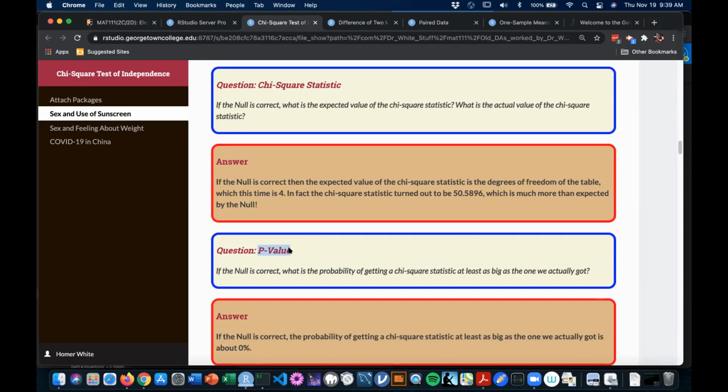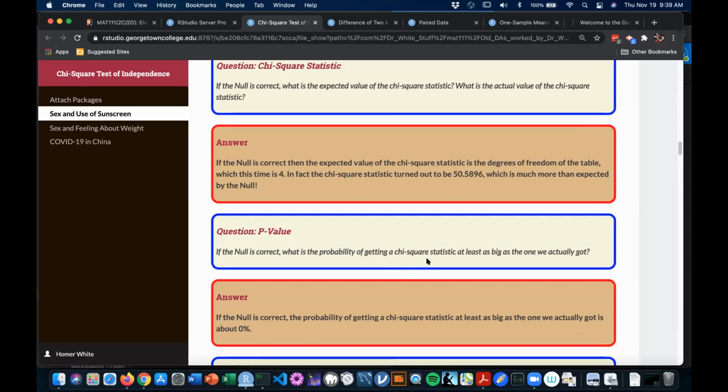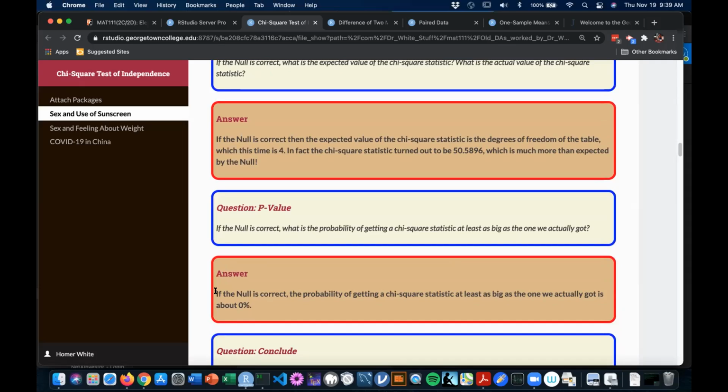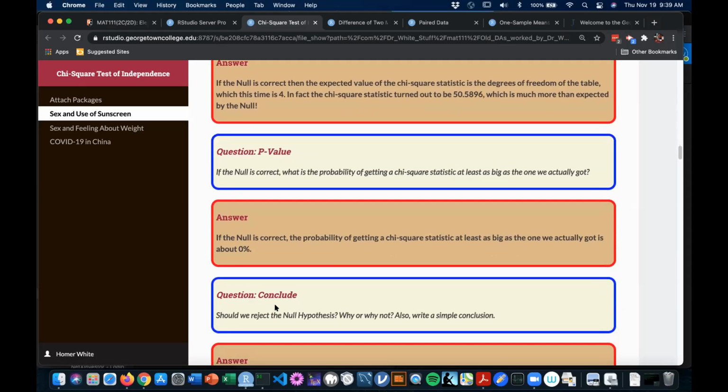Next question is about the p-value. If the null is correct, what's the probability of getting a chi-square statistic at least as big as the one you actually got? Well, that's 0%, the p-value. Well, not exactly 0%, but a very, very small number that rounded down to 0%. And some people pointed that out in their answer, which was great.